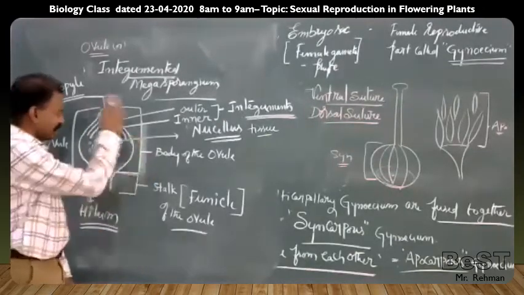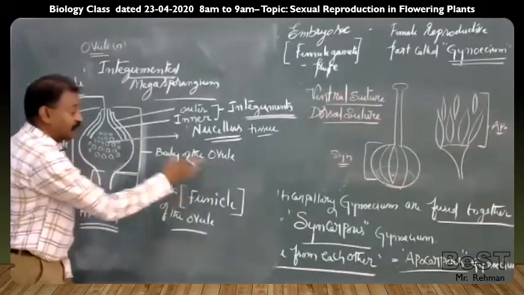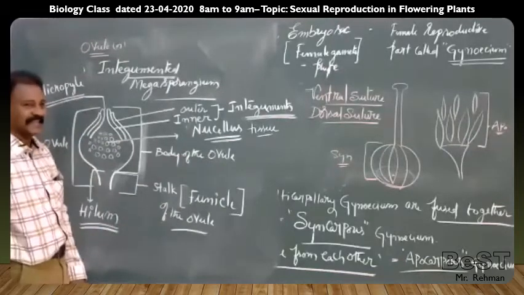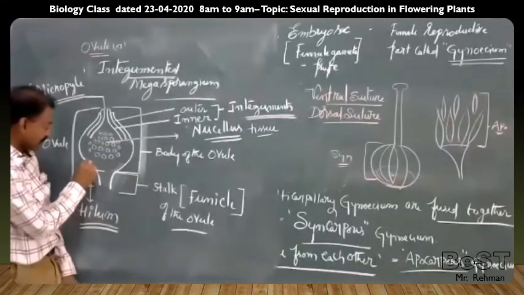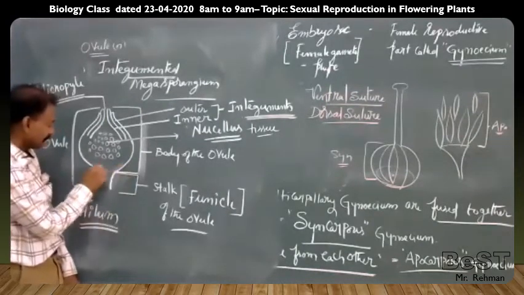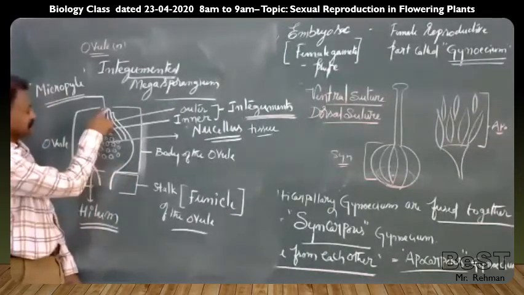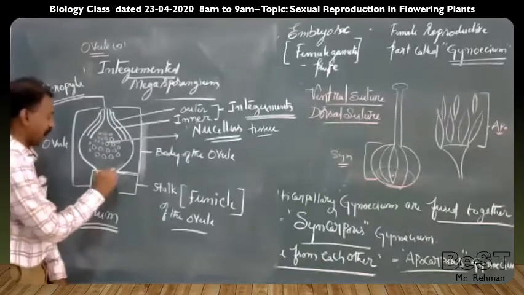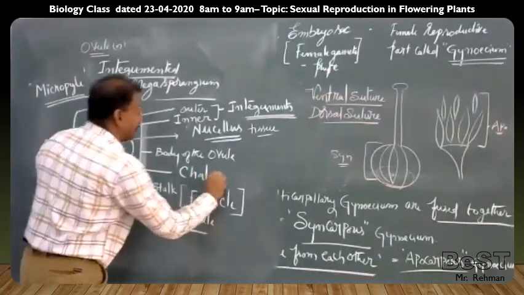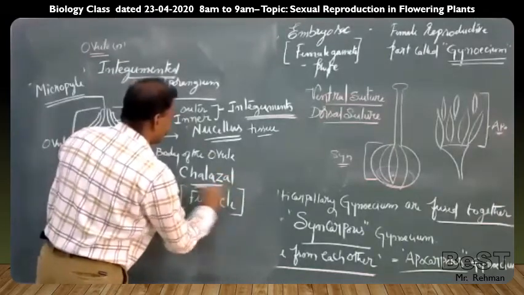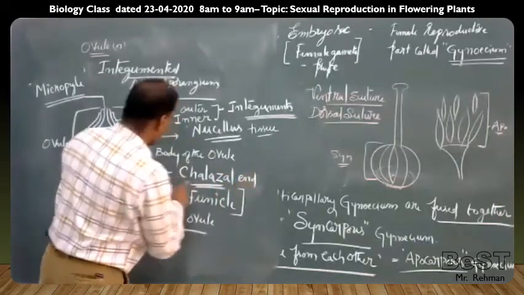Now, again we are going to the body of the ovule. The body of the ovule has polarity. What is that polarity? Here, it has a base and it has an apex. So, the base is called the chalazal end or chalazal region, base.